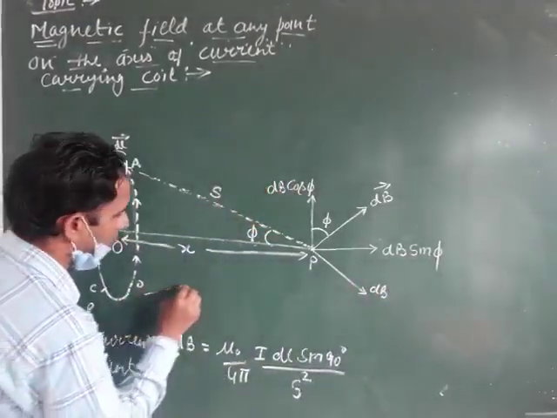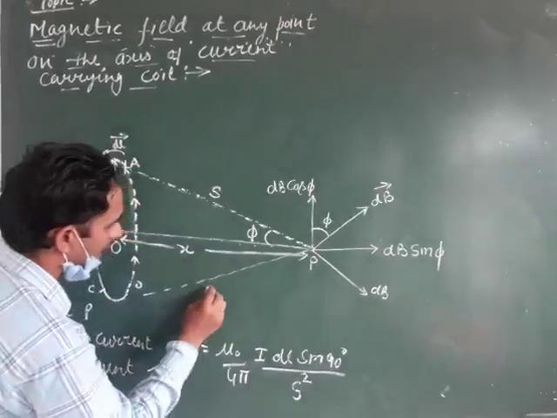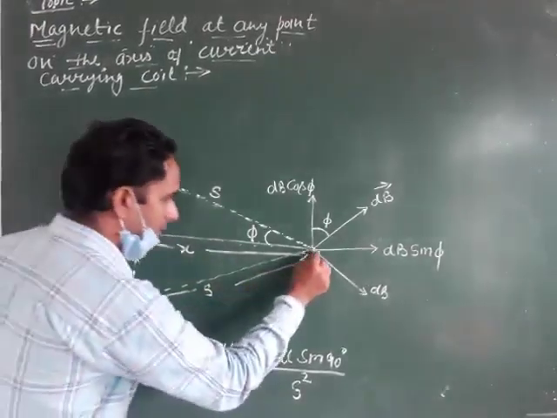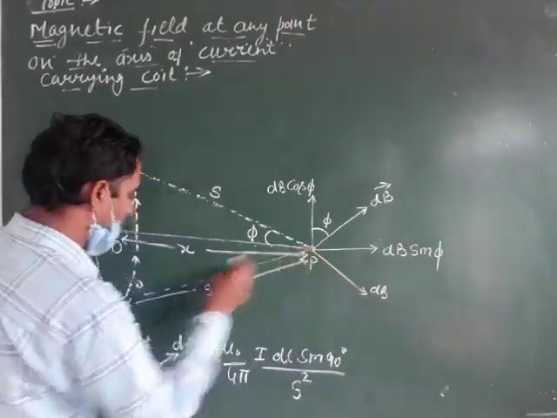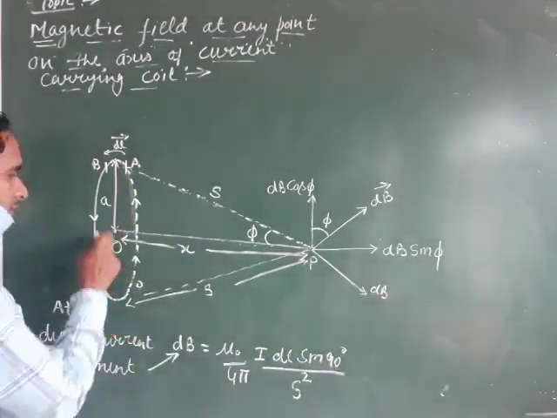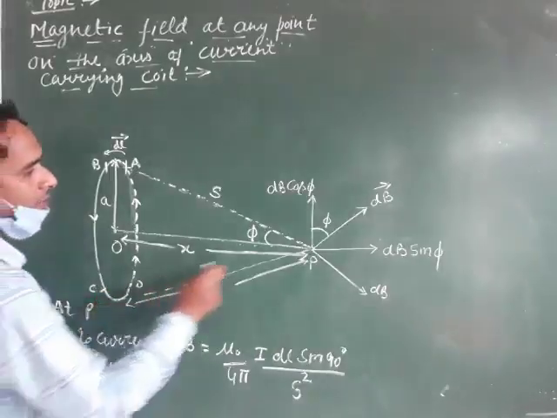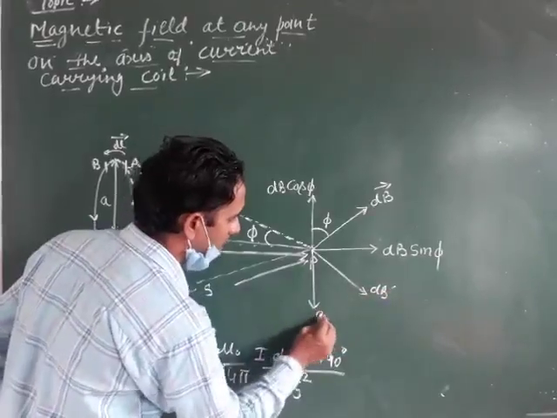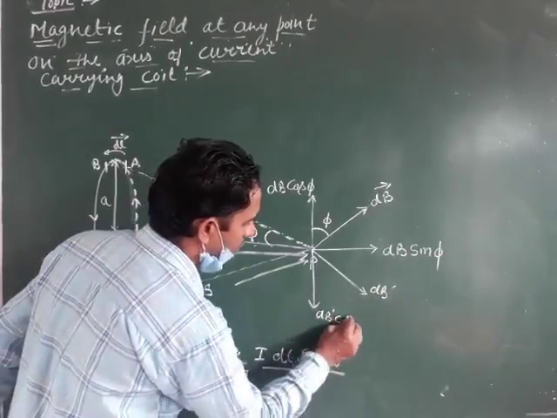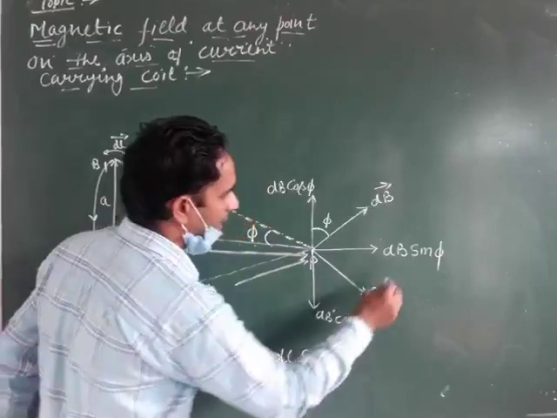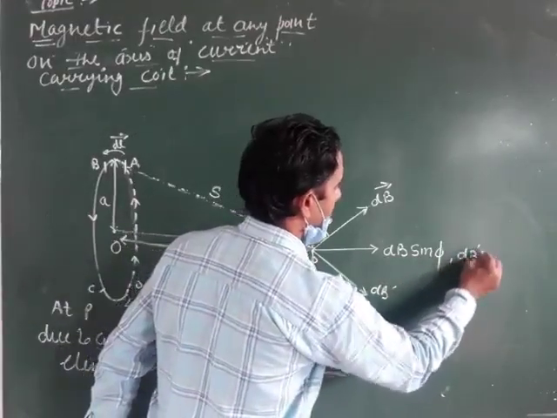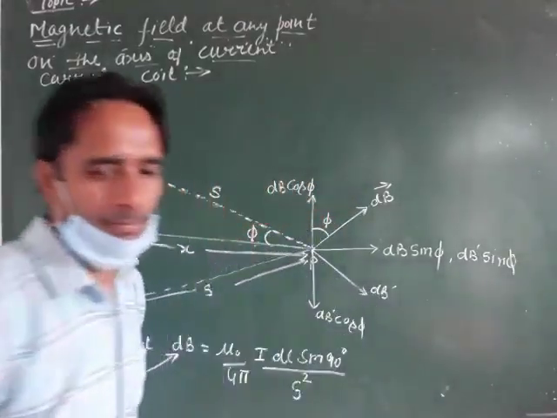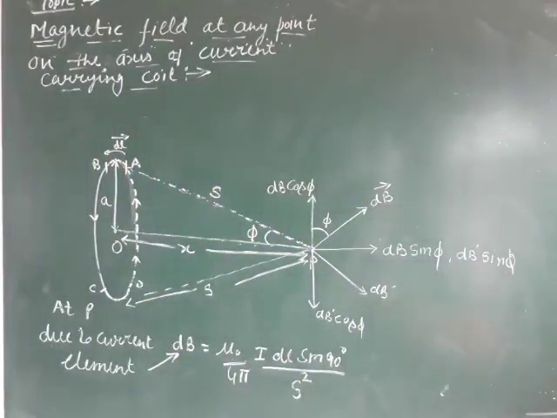The distance from here to here you know very well is also the same. So the magnetic field produced by this is also dB, because the distance, radius and current are the same, so the dB value is also the same. So this dB dash is also divided into two parts, dB dash cos phi and here dB dash sin phi. Okay, this is the diagram here.